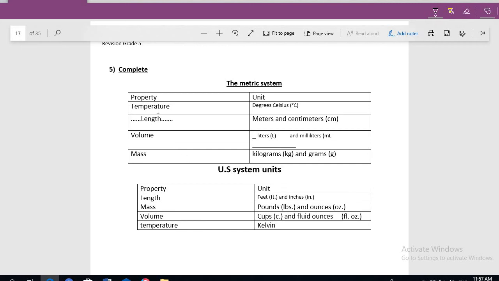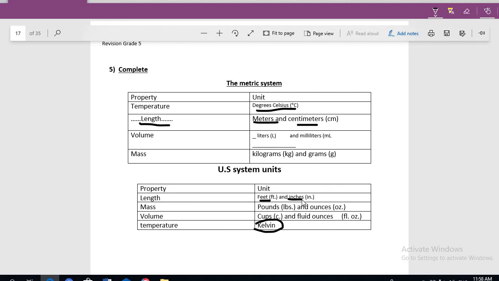The unit of temperature in Egypt is degree Celsius, while in the US it is Kelvin. Length, we use a ruler to measure the length. The units of length are meters and centimeters, while in the US, feet and inch. So in the USA, feet or inch, while here in Egypt, meters or centimeters.